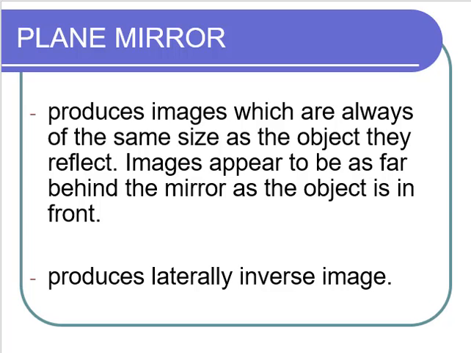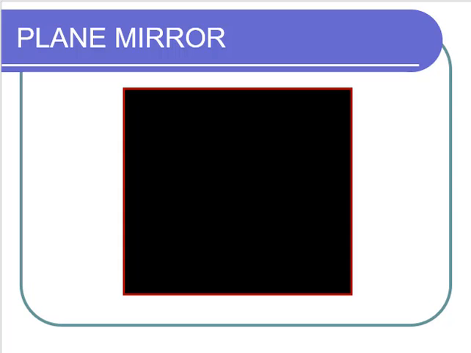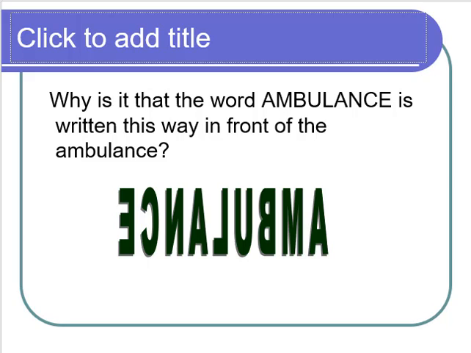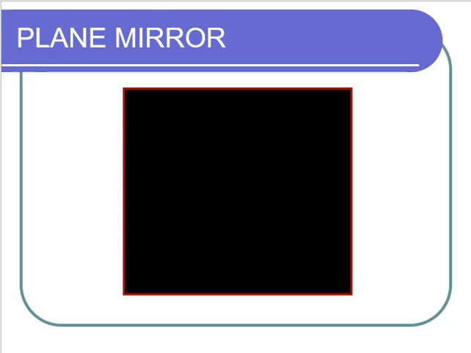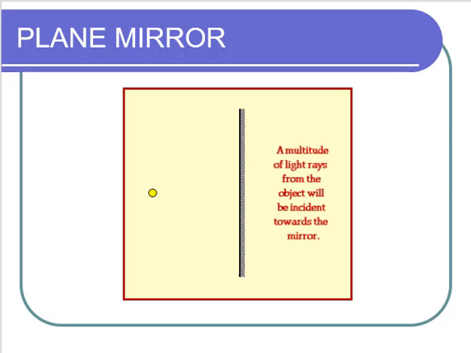And then it's also producing a laterally inverse image. What do we mean by laterally inverse image? Now, do you observe this one, the term ambulance? If you are going to look at this term in a mirror, you will be able to read this as ambulance. So that is being laterally reversed. And also, if you're looking at the mirror and you try to raise your right hand, it's like the image is raising its left hand. So that is a laterally reversed image.